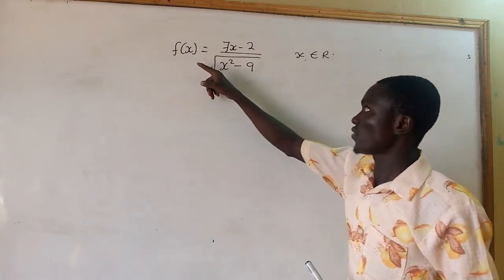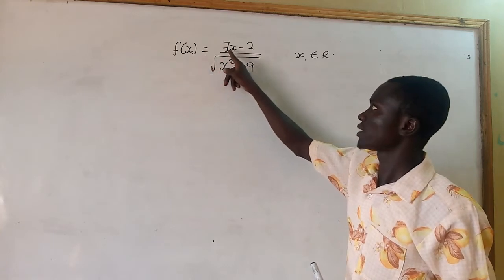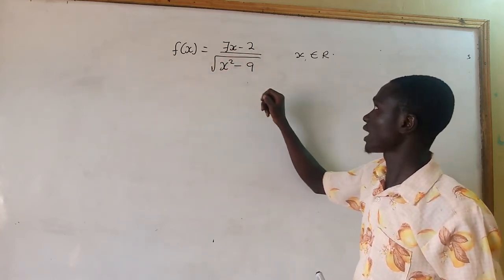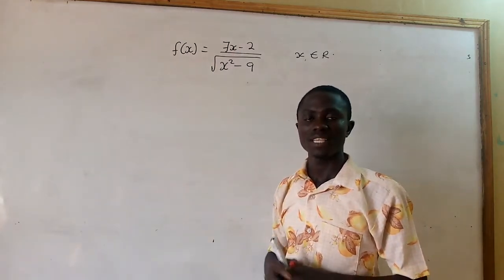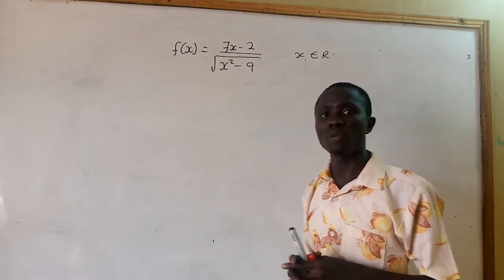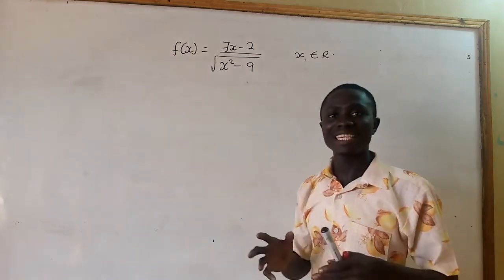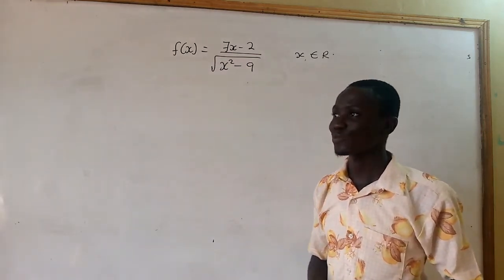A function f of x is defined by f of x is equal to 7x minus 2 divided by square root of x squared minus 9, where x is a subset of real numbers. How do we find the largest possible domain of this function? We will find the largest possible domain and then also represent it using interval notation.